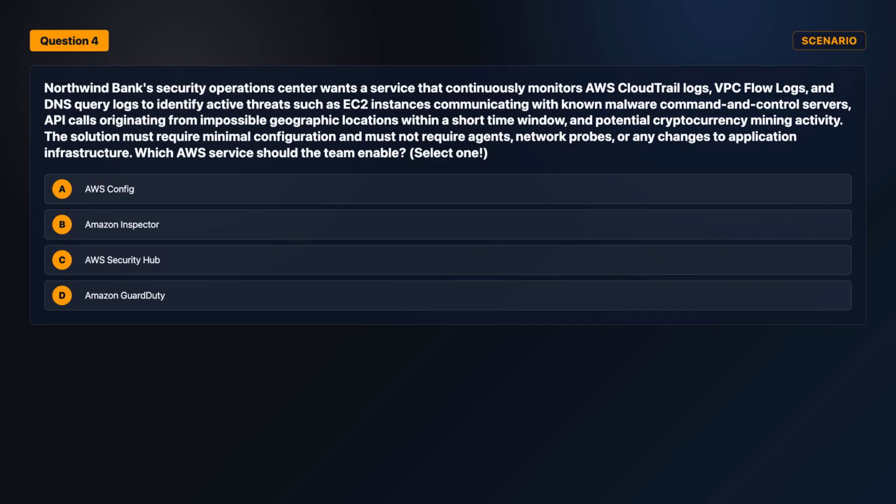The solution must require minimal configuration and must not require agents, network probes, or any changes to application infrastructure. Which AWS service should the team enable? Select one. Review the answer choices on screen.